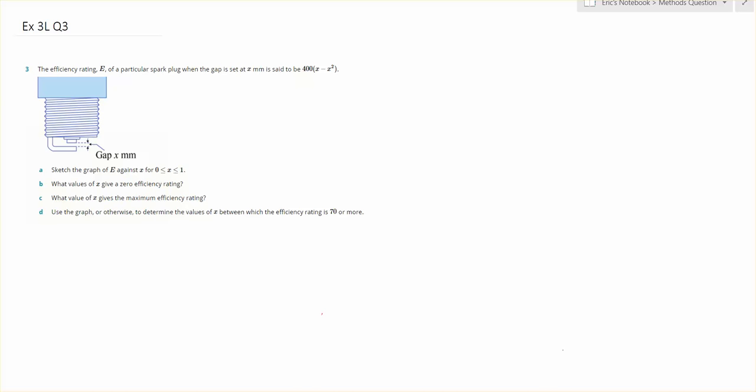This is for year 11 methods, ex3L question 3. Okay, so we've got an equation relating the efficiency of a spark plug with the gap in which the spark plug is set, and that's in x millimeters. So if I write the equation down, we've got E equals 400x(1 - x)... or rather E equals 400 x minus x squared. Now, this isn't fully factorized because we can still take a common factor of x out.